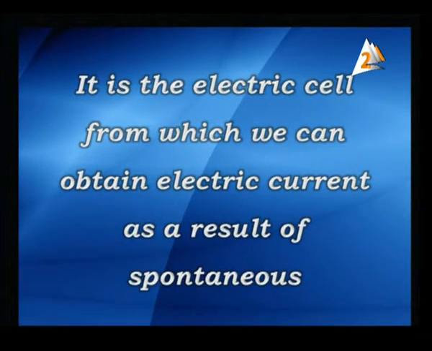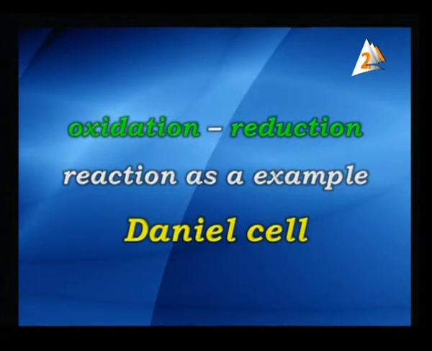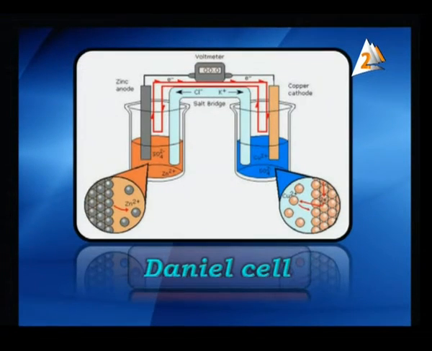A galvanic cell is an electric cell from which we can obtain electric current as a result of a spontaneous oxidation-reduction reaction, or redox reaction. An example is the Daniell cell. Good, the Daniell cell. It also depends on a spontaneous reaction of oxidation and reduction. Look at this and answer with me.